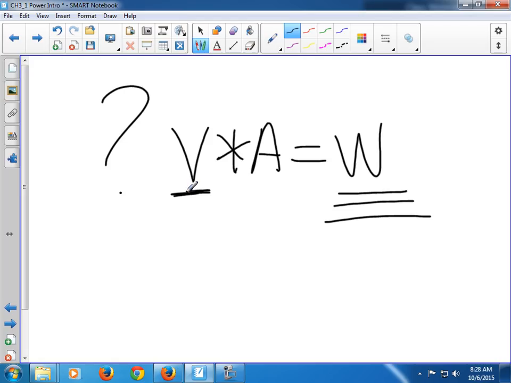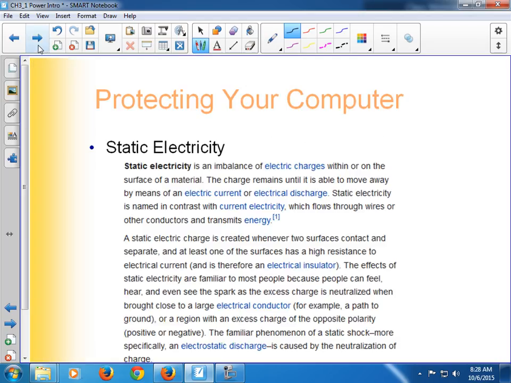Okay. So there's other electricity that we do talk about, and that's static electricity. I'm going to leave that up there for a second. I'm not going to read that whole thing to you.